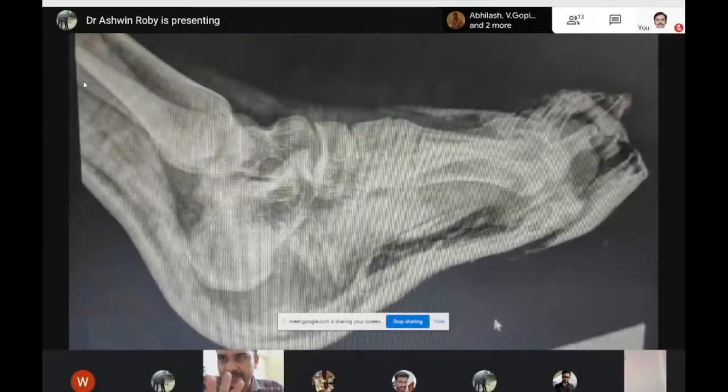On the AP view, those 4 or 5 lines. Actually, the first metatarsal base with the medial cuneiform, the second with the middle cuneiform, the third with the lateral cuneiform, and the fourth with the cuboid. And on the lateral view, there is dorsal subluxation. So if these findings are there, you should suspect it.